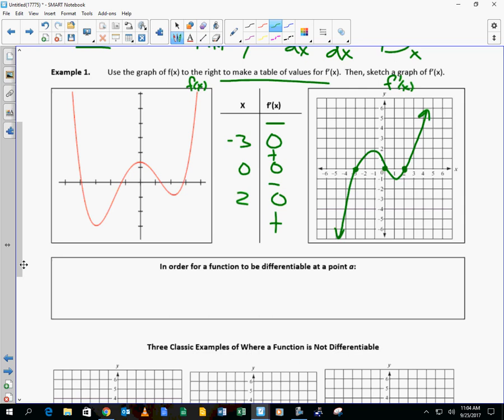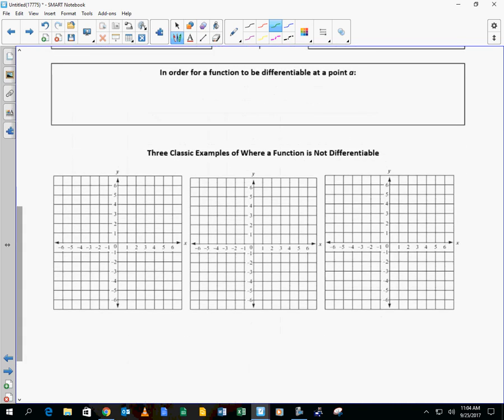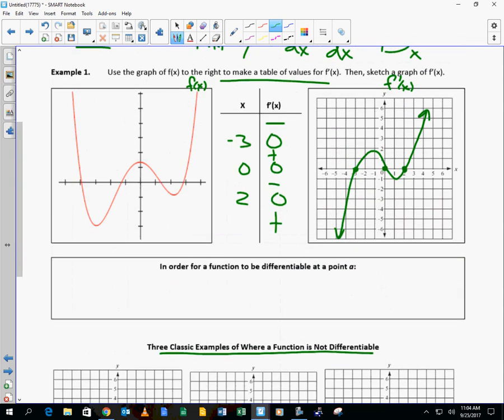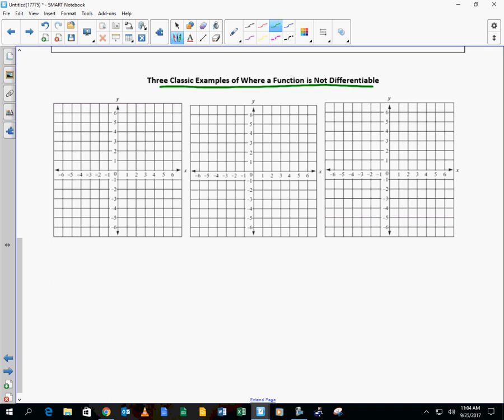In order for a function to be differentiable at a point a, instead of talking about what satisfies differentiability, let's talk about where it fails. We'll talk about that point later. But here are three classic examples where a function is not differentiable. We looked at some pretty easy graphs where we were able to sketch the derivative. What if we ran into some trouble points? Well, these spots would cause trouble for us. So what if I had a graph that looked like this? It's not differentiable at x equals 1, okay?